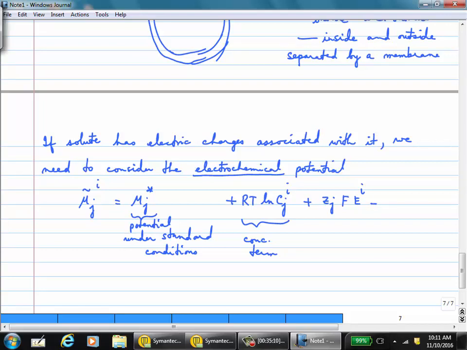And then there will be another term because of the pressure. So this is the term due to electric charges. And then plus V bar J times Pi. This is the term due to the hydrostatic pressure.